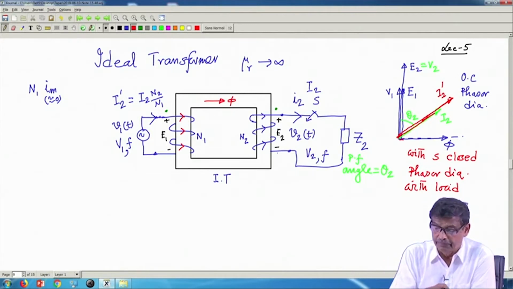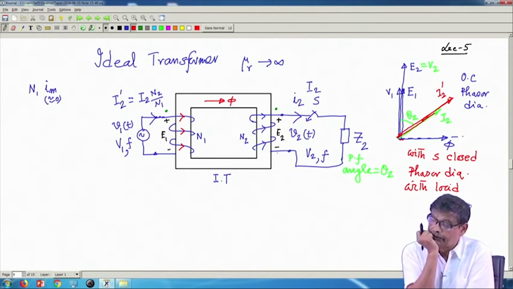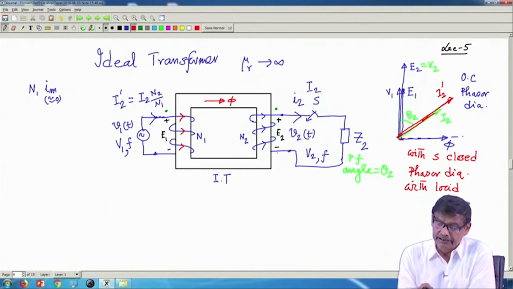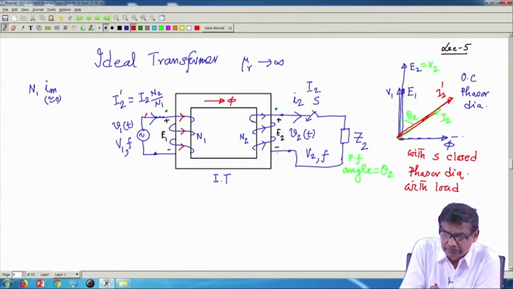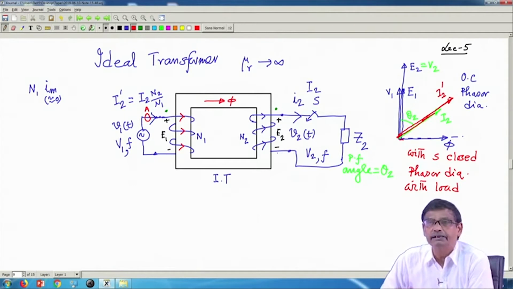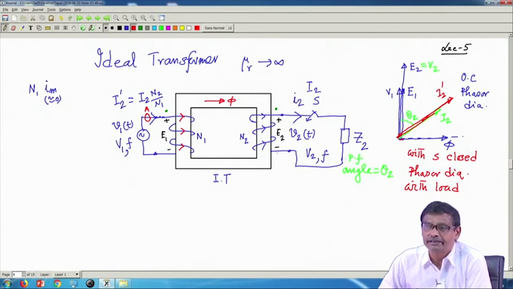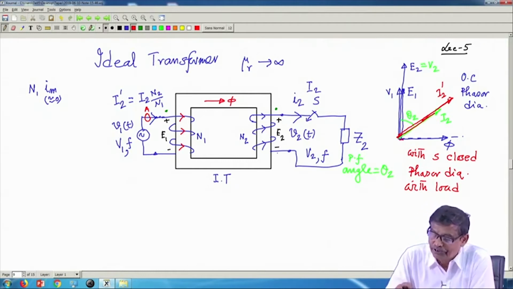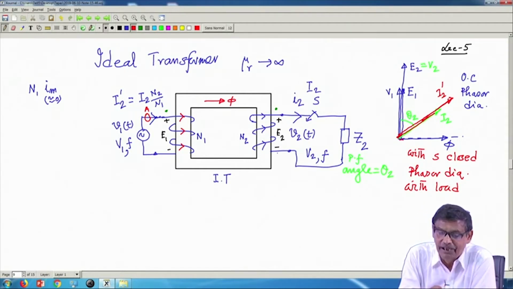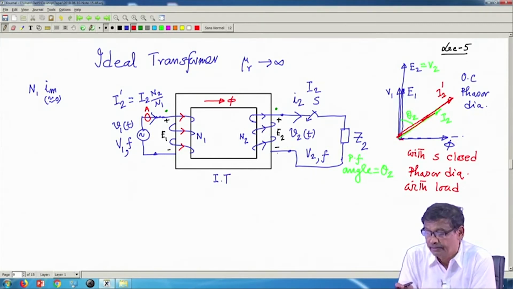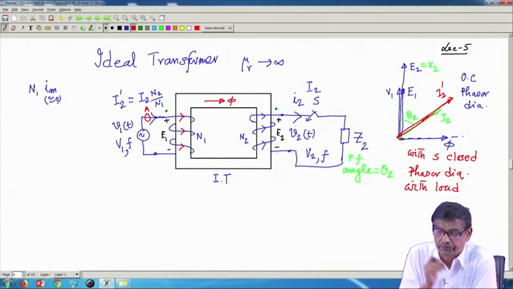Now, after we have learned this, I will tell you one very interesting thing. In this ideal transformer, when S is opened, what will be the ammeter reading? Suppose somebody has connected an ammeter. With S open, what will be the ammeter reading? 0, because in an ideal transformer, no magnetizing current is necessary. When you close this switch, what will be the ammeter reading? It will be I2 dashed. That is decided by the secondary current I2.